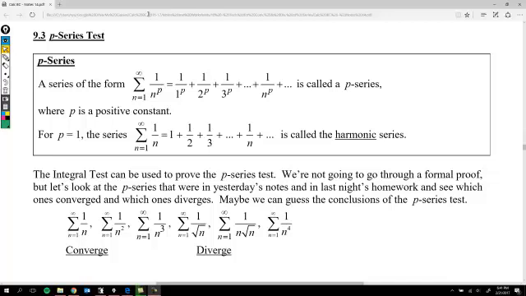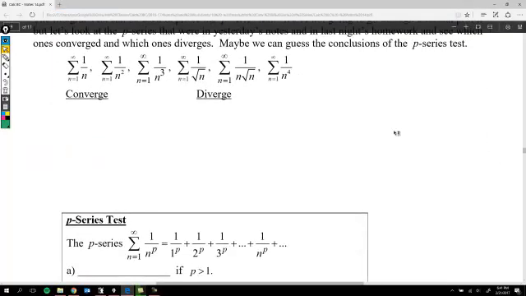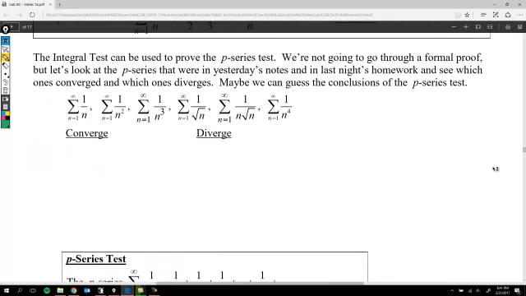Now we can use the integral test to prove the p-series test. So real quick, I'm just going to run through some of these integrals. The integral of 1 over n is natural log, and if I plug infinity into natural log, I get infinity. So that means that my integral will diverge.